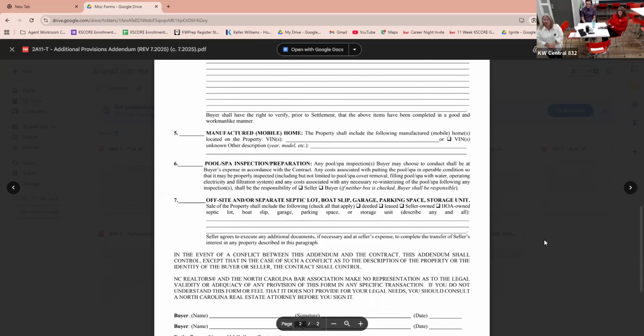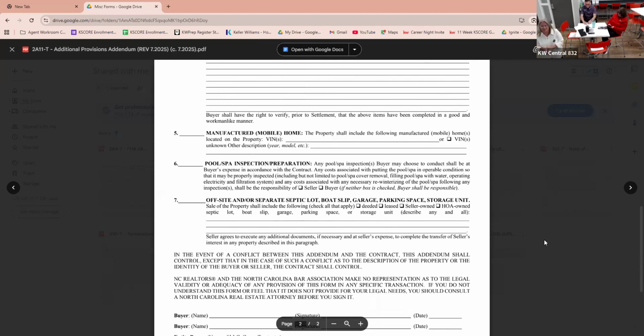Checkbox? Or an initial? It can just be an X. Yeah, I've been asked that, and I've always just done an X, but I wanted to ask them. Either one is fine.